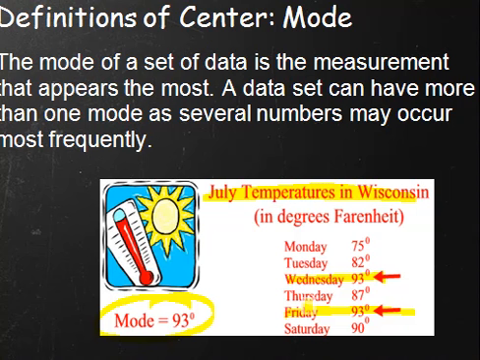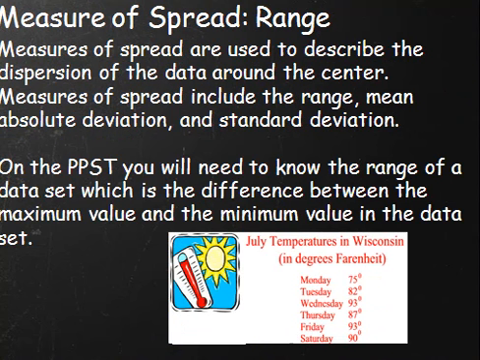Finally, we'll look at our measure of spread, which is the range. There are other measures of spread, or dispersion of the data around that center, that include things like the mean absolute deviation and standard deviation. On the PPST, we are just looking at the range as the dispersion around center, and the range is just the difference between our maximum value and our minimum value.